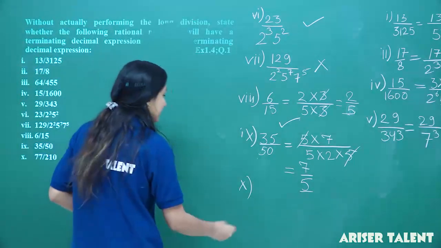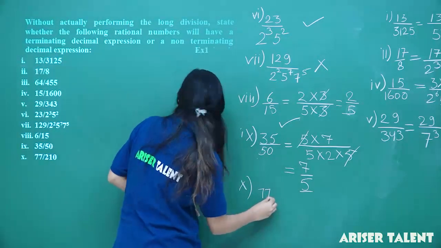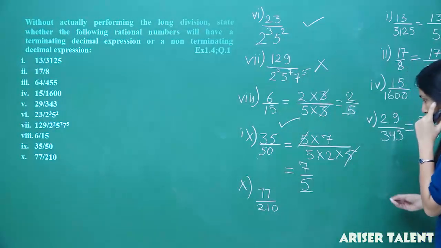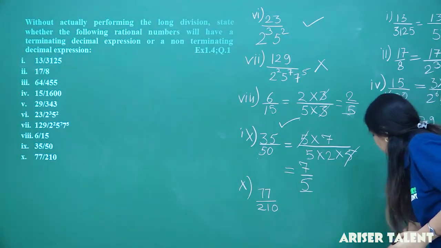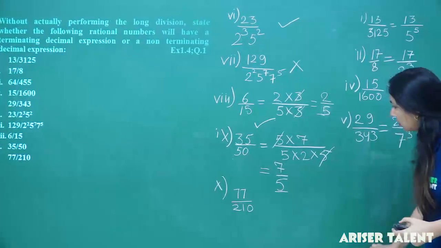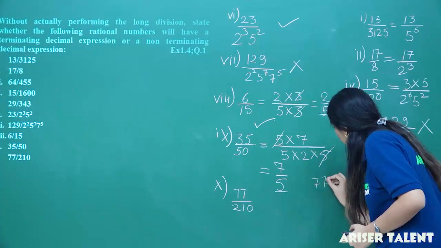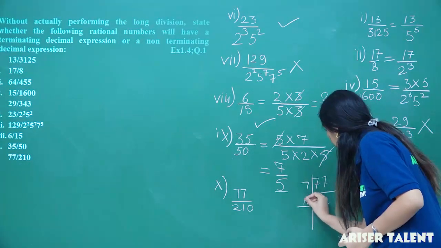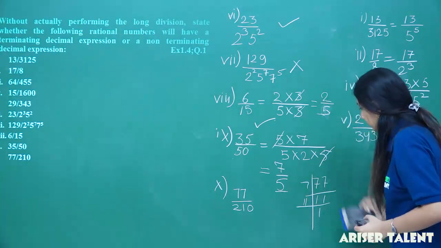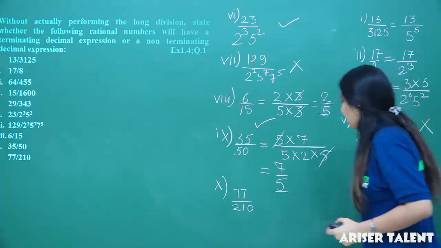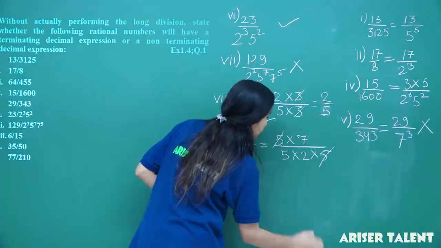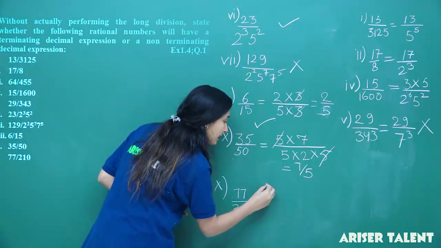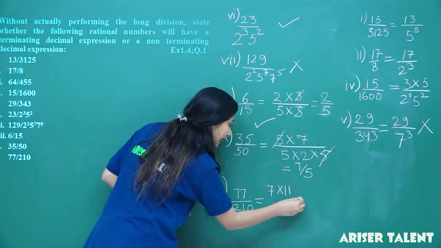Now the 10th one, 77 upon 210, right? So 77, we'll factorize it. 7 one time and then 11 one time. What are the prime factorizations of 77? That will be 7 multiplied by 11.